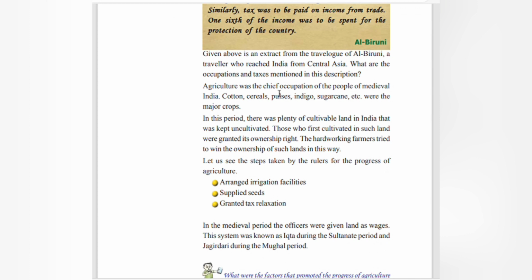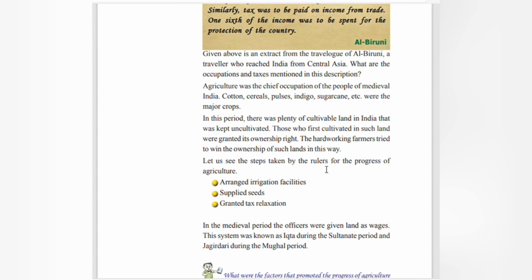Agriculture was the chief occupation of the people of medieval India. Cotton, cereals, pulses, indigo, sugarcane, etc. were the major crops. In this period, there was plenty of cultivable land in India that was kept uncultivated. Those who first cultivated such land were granted its ownership right. Hardworking farmers tried to win the ownership of such lands in this way.